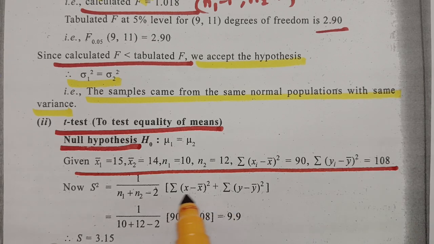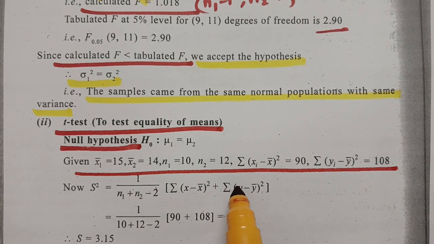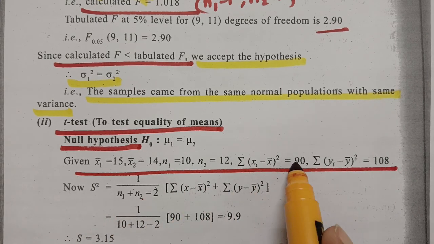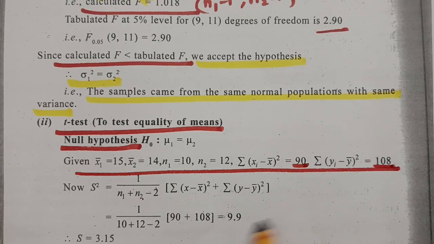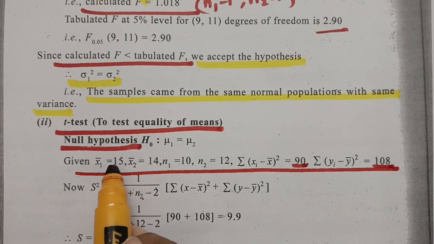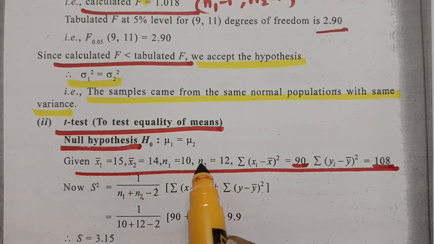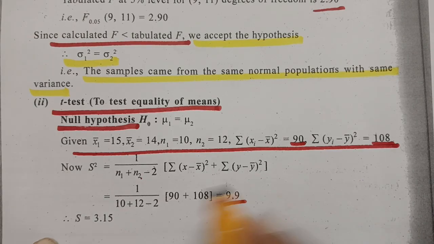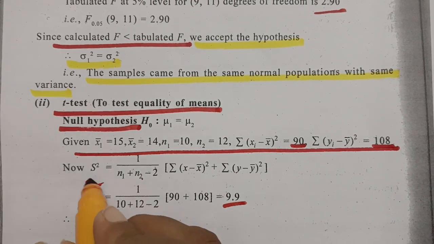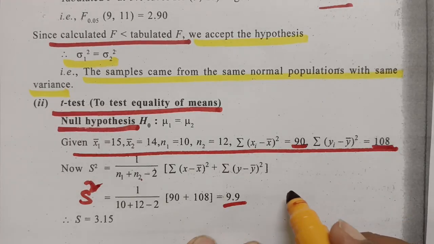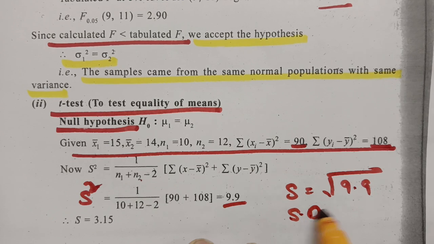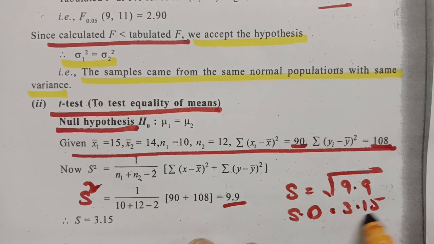So the s square formula is sigma xi minus xi bar whole square plus sigma yi minus y bar whole square by n1 plus n2 minus 2. So this value is equal to 90 plus 108 divided by n1 plus n2 minus 2, that is 10 plus 12 minus 2. The value here is 9.9. So this is s square. So this is the variance value, and we need the standard deviation. Therefore, the standard deviation is equal to root over 9.9, and therefore the standard deviation is equal to 3.15.